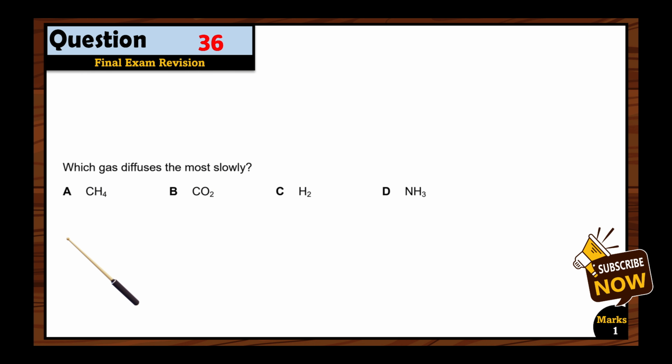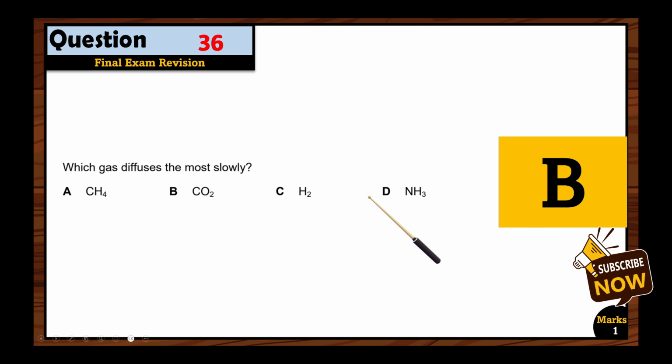Let's see question number 36. Which gas diffuses the most slowly? For that, we have to calculate the molecular mass of all these gases, right? And the molecular mass of carbon dioxide is more as compared to all these other options. That's why carbon dioxide will diffuse the slowest.